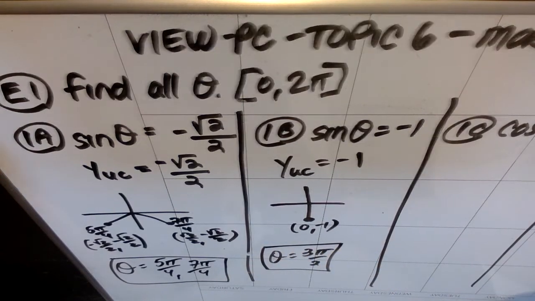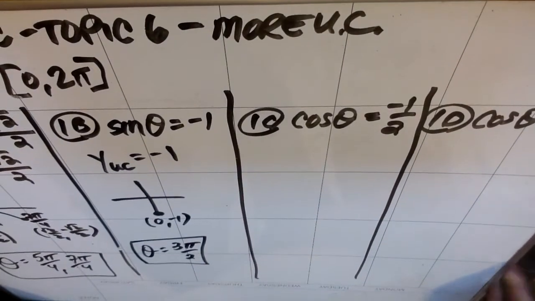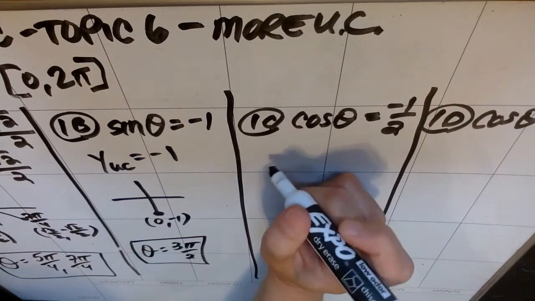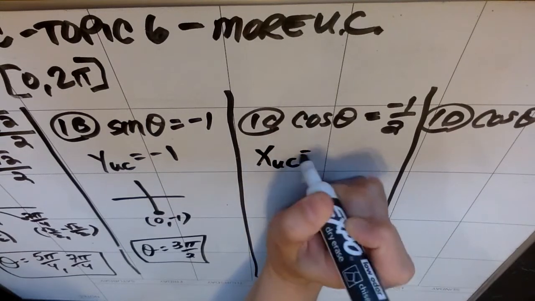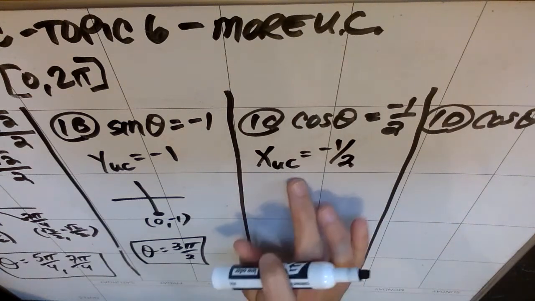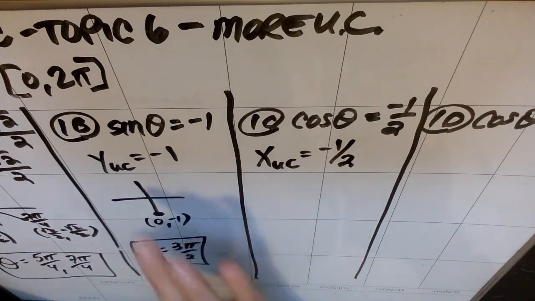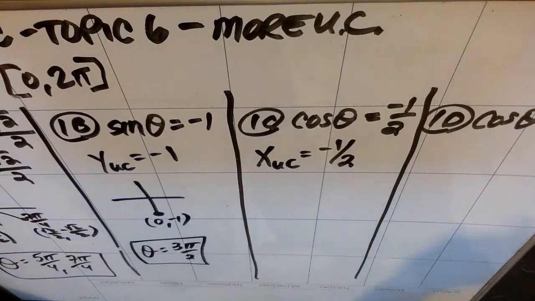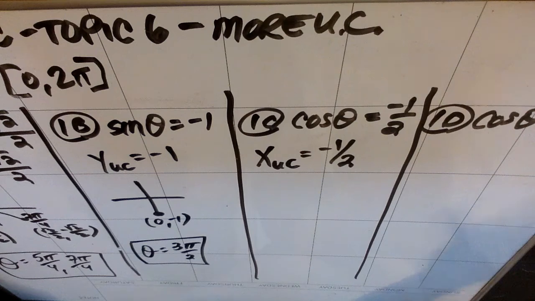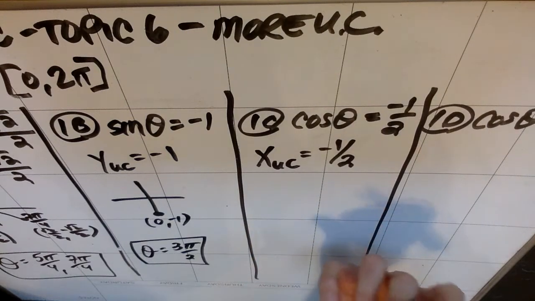When we get to 1c, we now have the cosine of theta equals negative 1 half. So cosine is the x on the unit circle. I'm really looking for where the x coordinate on the unit circle is negative 1 half. As a side note, the reason I like this x uc and y uc notation is because sometimes they're not going to call it cosine of theta. They're going to say cosine of x. In that case, the x they're referring to is the angle, and the x on the unit circle is a different quantity. So to play it safe, it's nice to just call this the x on the unit circle.